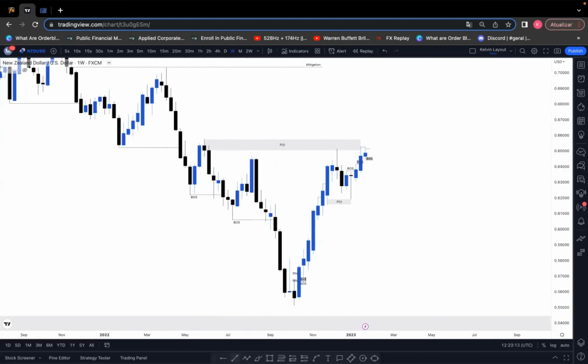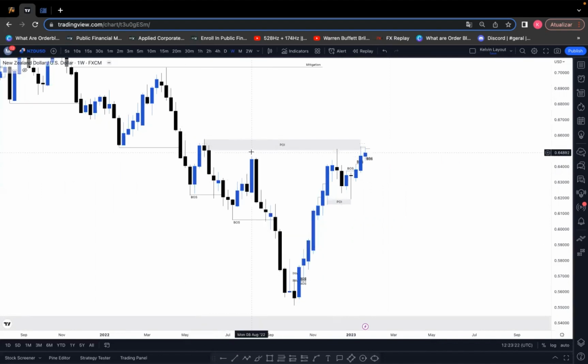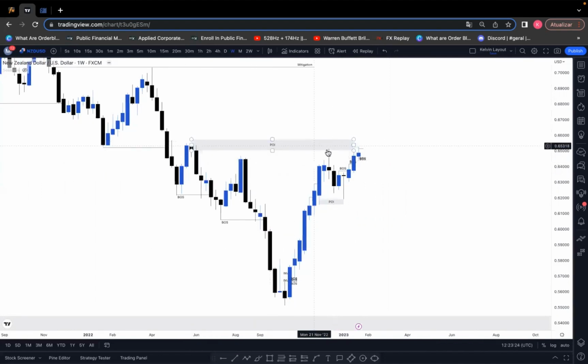Because before, once price was here, I had considered this to be the mitigation right here, right? But there was actually a refined point of interest on 4 hour that was still left and mitigated. That's why we had this reaction. Once price tapped here, we had this nice pullback. So I will drop down to daily time frame.